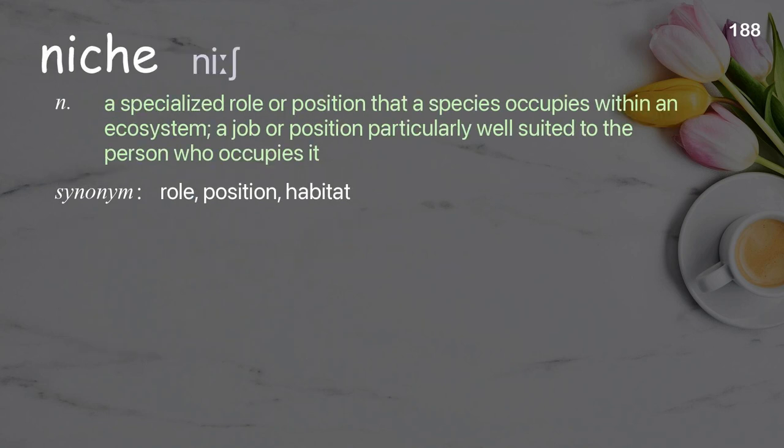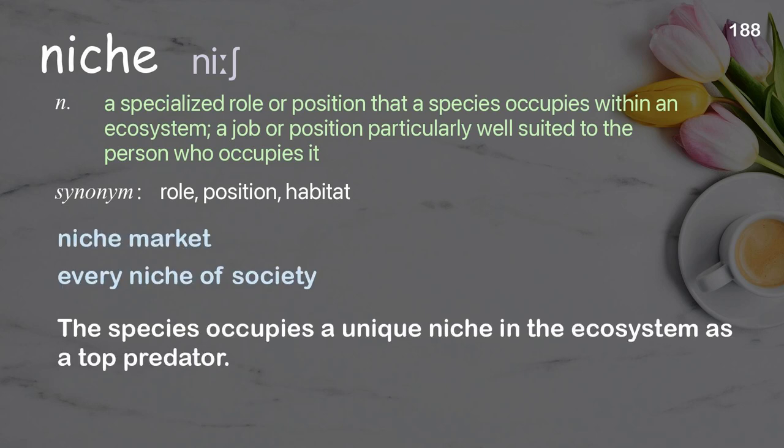Niche. A specialized role or position that a species occupies within an ecosystem, a job or position particularly well suited to the person who occupies it. Examples: niche market. Every niche of society. The species occupies a unique niche in the ecosystem as a top predator.